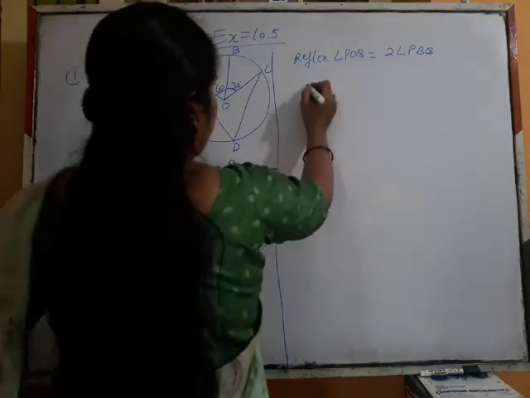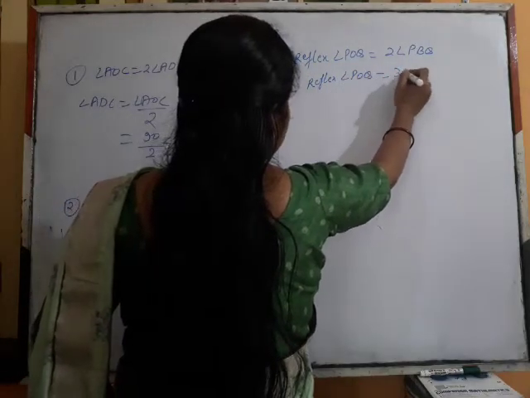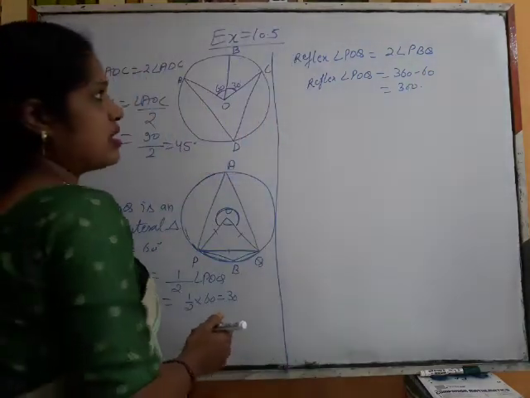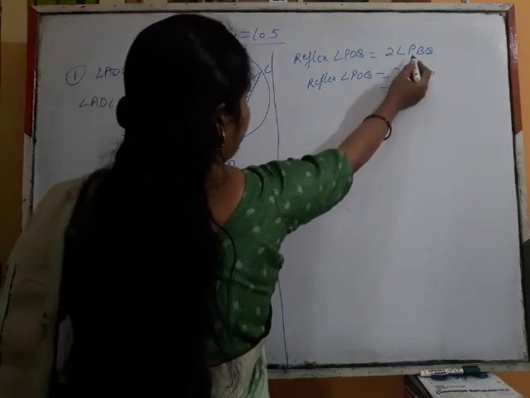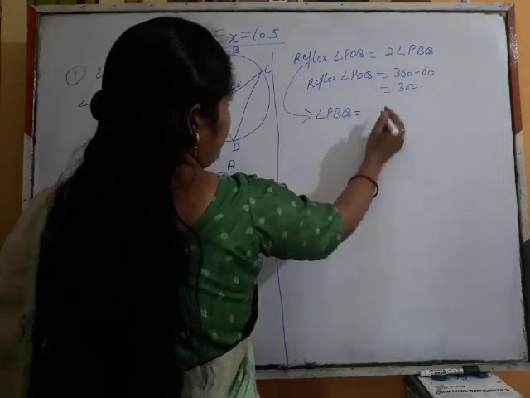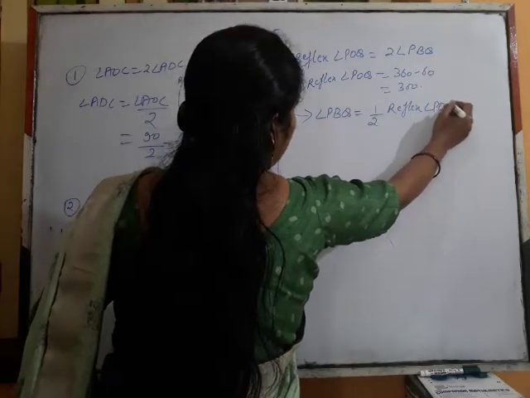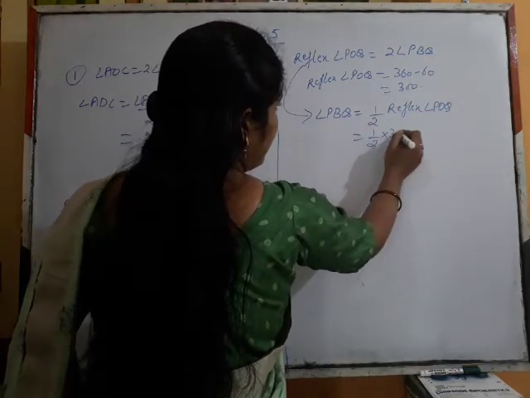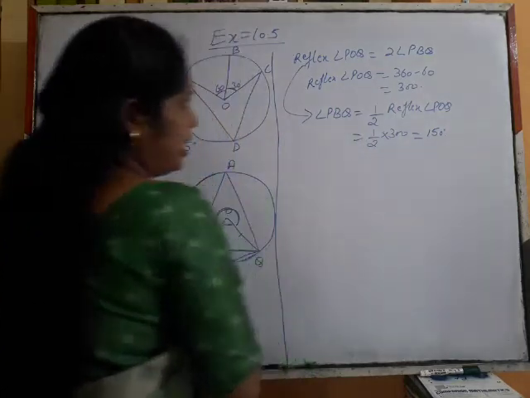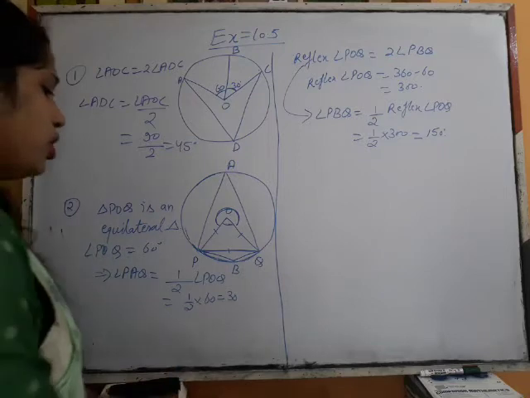So reflex angle POQ will be 360 minus 60. So 360 minus 60 is 300. Now from here, angle PBQ will be half of reflex angle POQ. So half of 300 is divided by 2 to have 150 degrees. So in this way, by using the theorem, we can solve more and more questions. Okay.